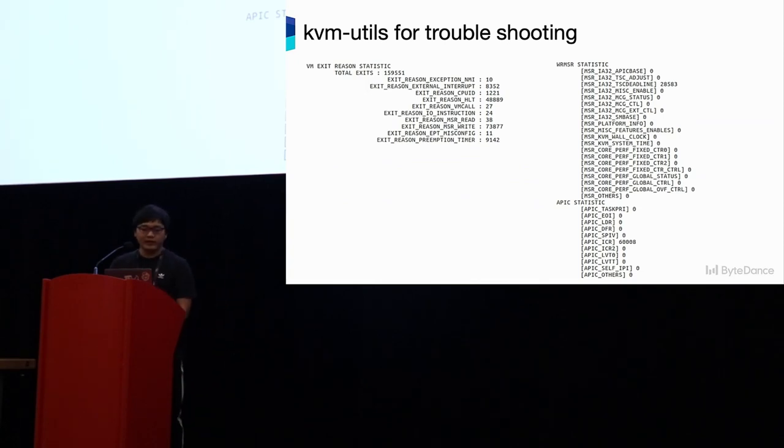This is an example of the KVM utils debug function. On the left side is the KVM exit reason statistics. In this picture, we can see that write MSR and halt are the main VM exit reasons. On the right side is the write MSR detail information. In this picture, we can see there are 40,000 ICR requests, so we know that at that moment a lot of IPIs occurred in the guest. KVM utils helped us a lot to find the performance bottlenecks of our system and applications.